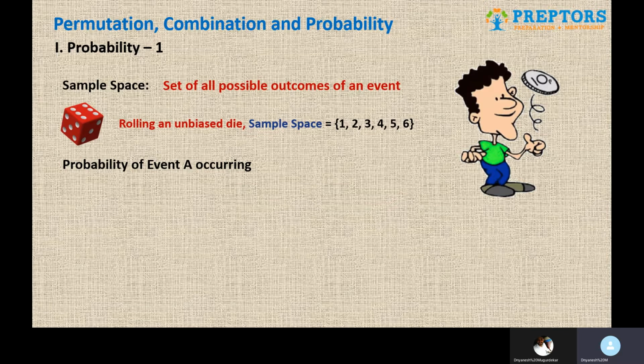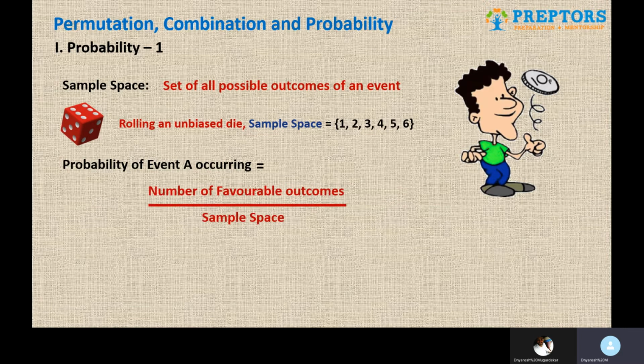So probability of event occurring can be defined as number of favorable outcomes divided by sample space. Sample space is all possible outcomes. You need to divide with that, and favorable outcomes is what you will need to figure out from the question.